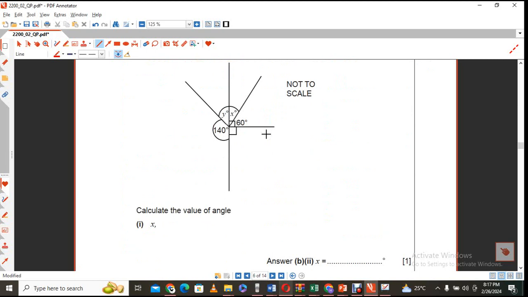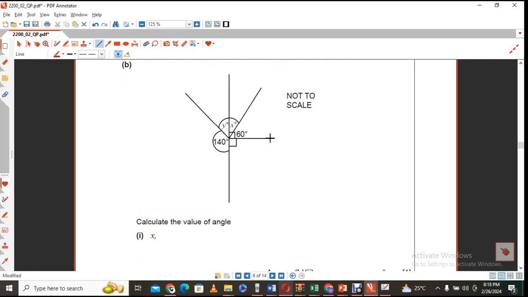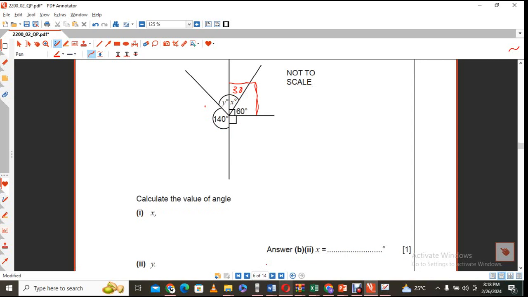When you get to part B, they are asking you to calculate, number 1, the value of x. So these are all angles around a point. So everything over here should add up to 360. But here's the thing, where x is, you have a 60 over there. So it's very easy for you to see that that one should be 30, because this whole angle from here up to here should be 90 degrees. So if one is 60, then that one is 30 degrees. Very straightforward for you to get that. So angle X is 30 degrees.